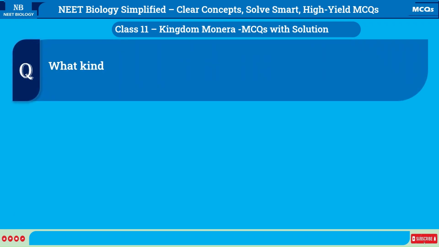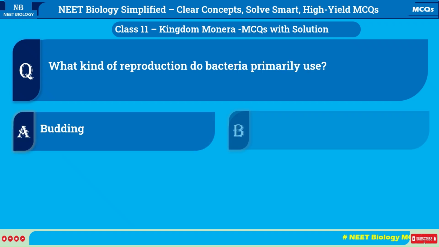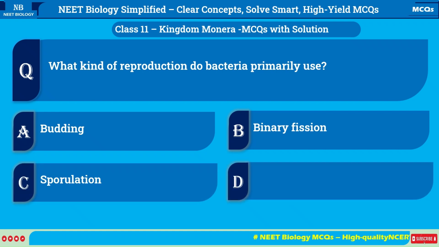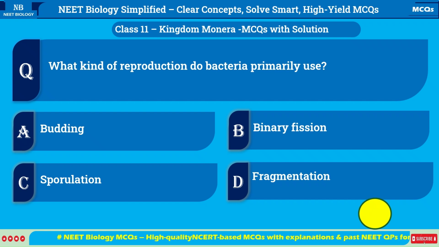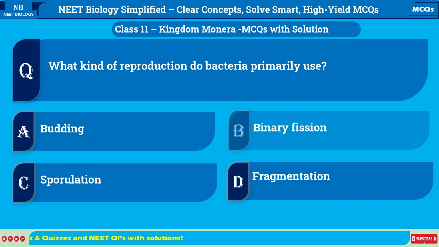What kind of reproduction do bacteria primarily use? A. Budding. B. Binary fission. C. Sporulation. D. Fragmentation. Correct answer is B. Binary fission.